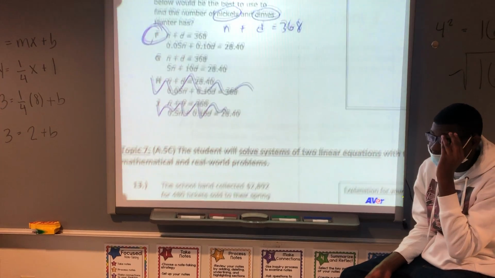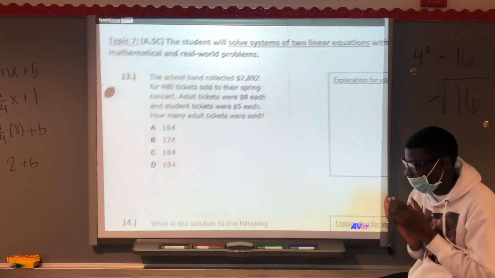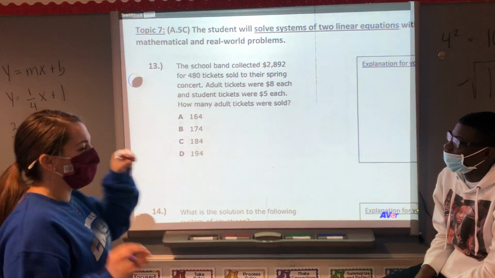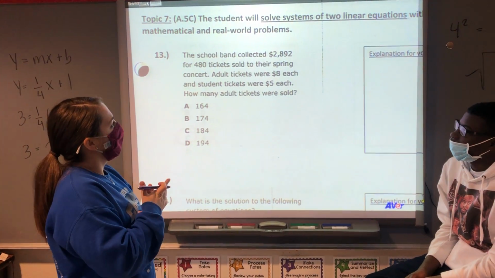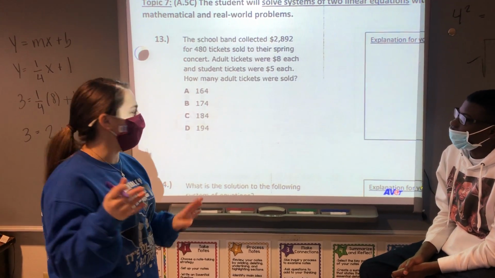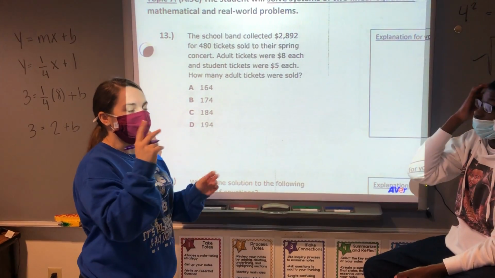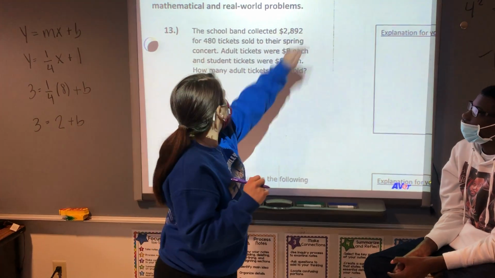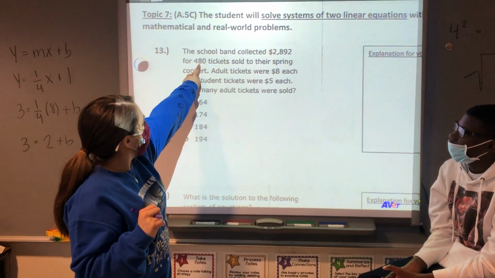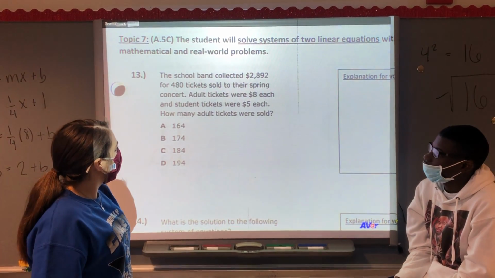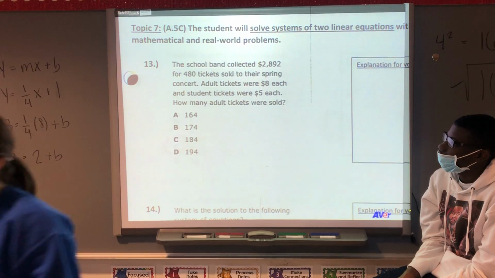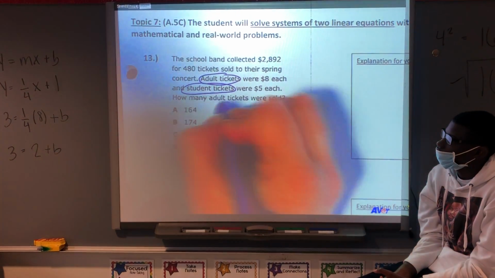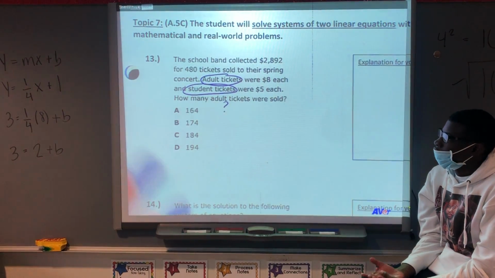Clap, guys. There we go. Okay, so now we're having to actually solve the linear equations, which is the systems of equations. Two variables for two equations. This one has a school band that collected this much money for 480 tickets sold to their spring concert. Adult tickets were $8, student tickets are $5. So sounds like we have two missing pieces, adult tickets and student tickets, even though they only care about the adult tickets in the end.